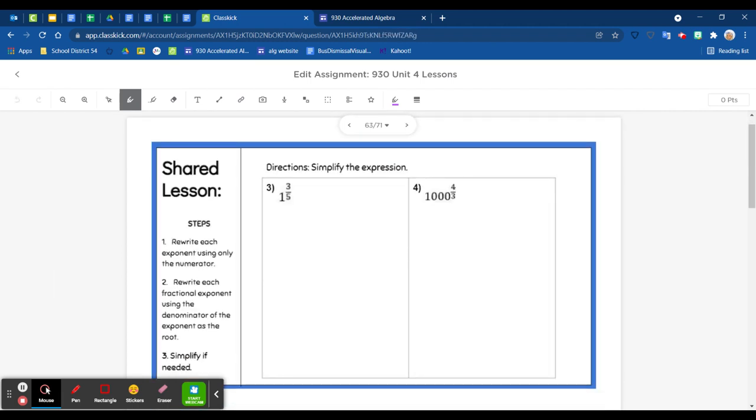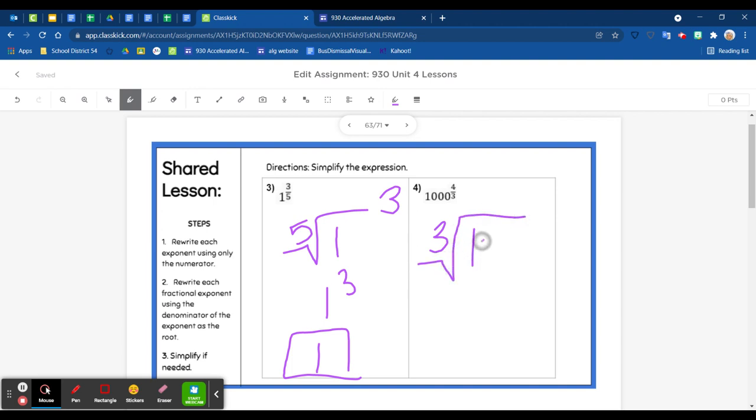Okay, let's keep going. I have 1 to the power of 3 over 5. 5 becomes the degree of the root. 1 goes under and 3 to the outside. The fifth root of 1 is just going to be 1. 1 to the power of 3 is still just going to be 1. So nice and easy.